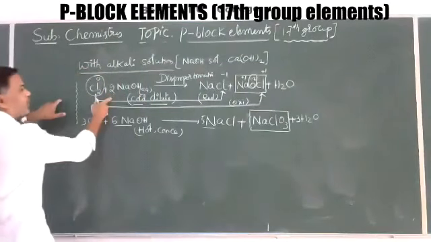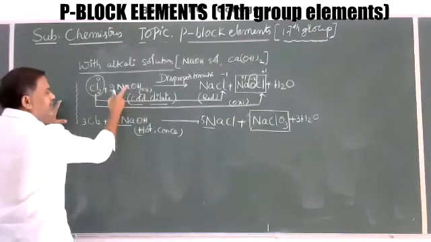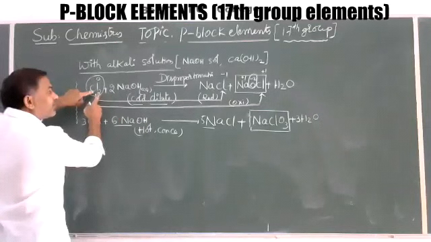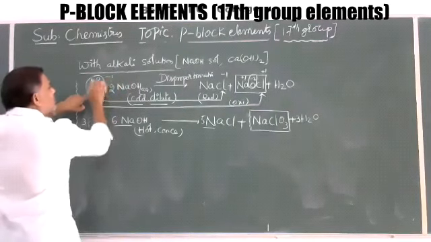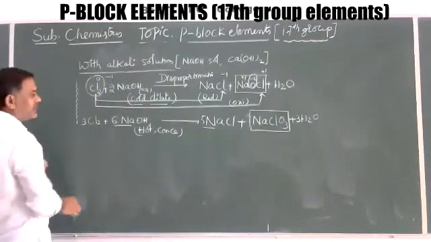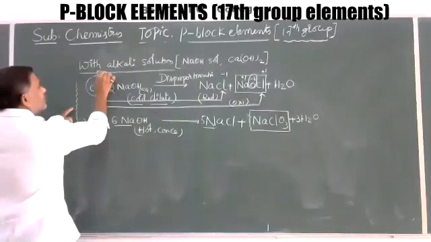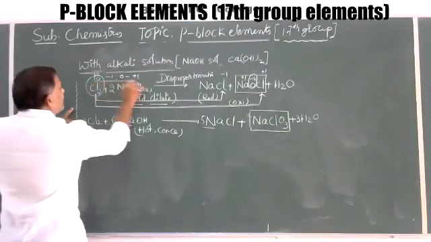Now, a very very important concept: when it is reacted with cold and dilute NaOH or alkali solution, the chlorine or halogen atom changes from 0 to -1 and 0 to +1. So oxidation state changes from 0 to -1 and 0 to +1 here. Very very important.